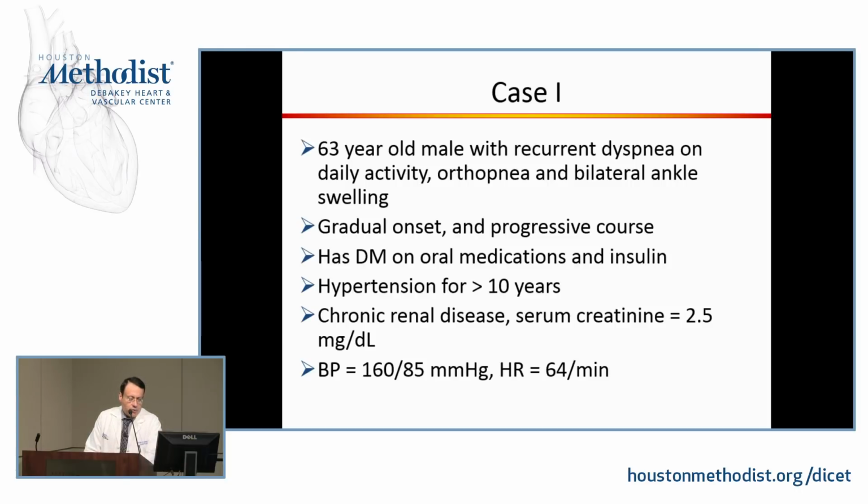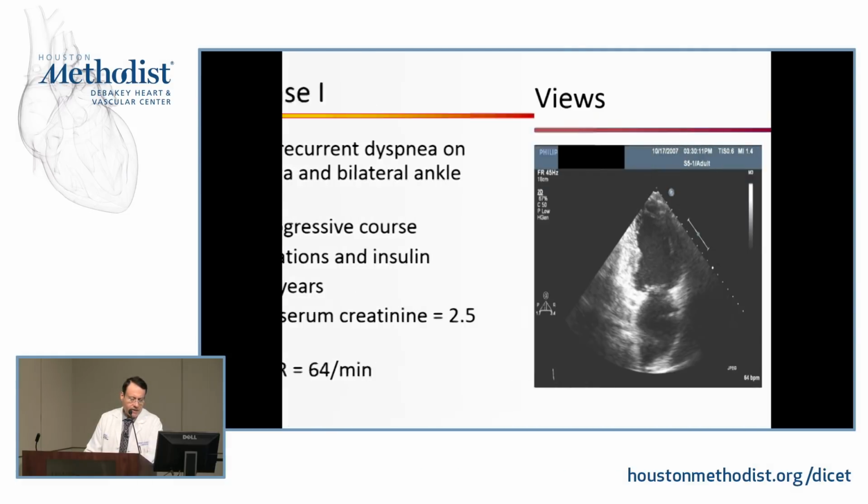There is a patient who is 63-year-old with recurrent dyspnea on daily activities. They are diabetic, hypertensive, with chronic renal disease, and even at the time of the exam. So I have a lot of reasons that can lead to heart failure, be it with preserved EF or even with depressed EF later on.